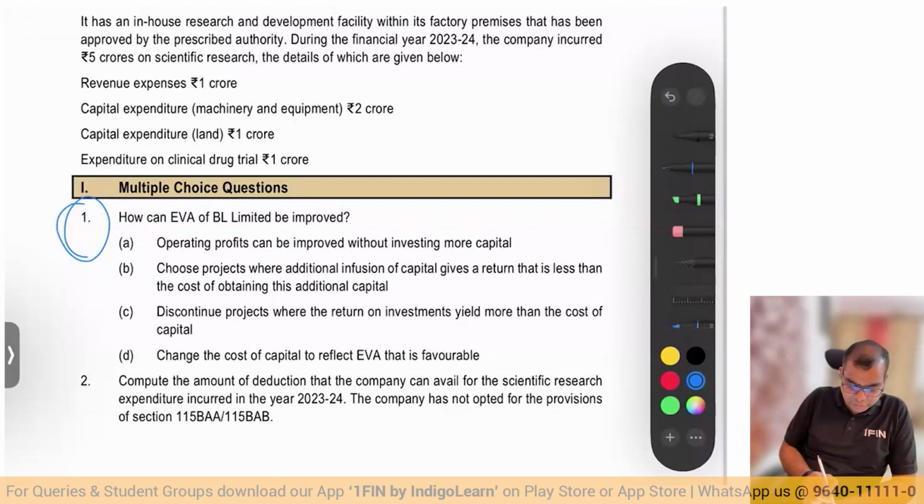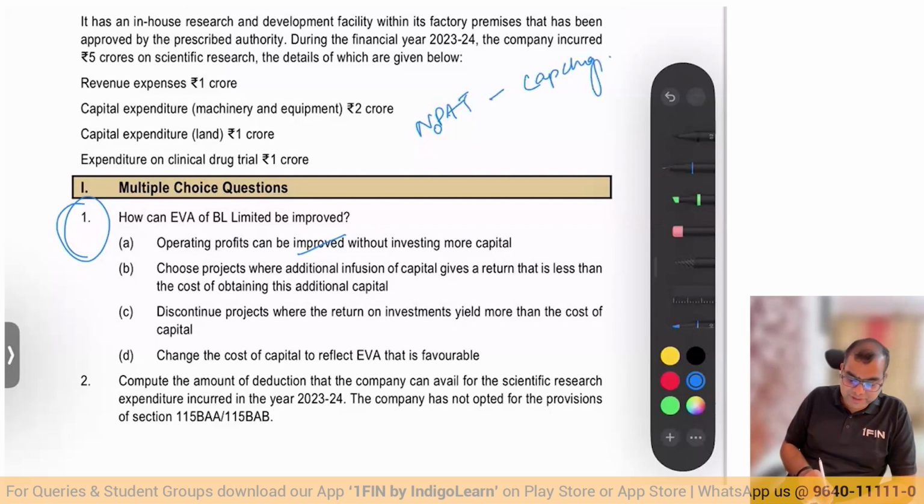How can EVA be improved? Operating profits can be improved without investing capital. What is EVA? EVA is NOPAT minus capital charge. What is NOPAT? NOPAT is your PAT plus your interest and other things, and any extraordinary or one-time items or prior period items or provisions and all of that, minus capital charge. What is capital charge? Your invested capital into WACC. So NOPAT minus capital charge.